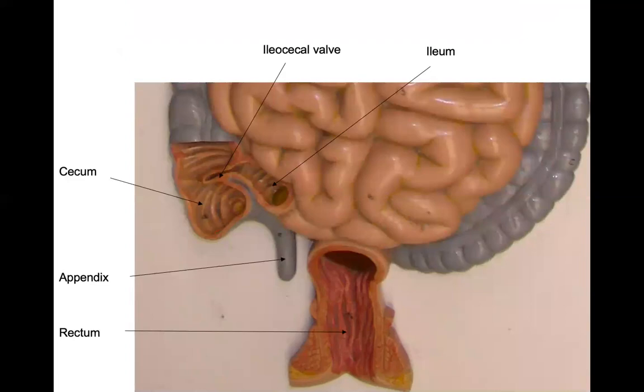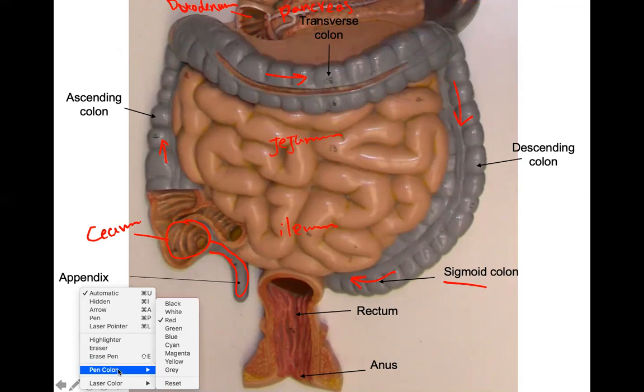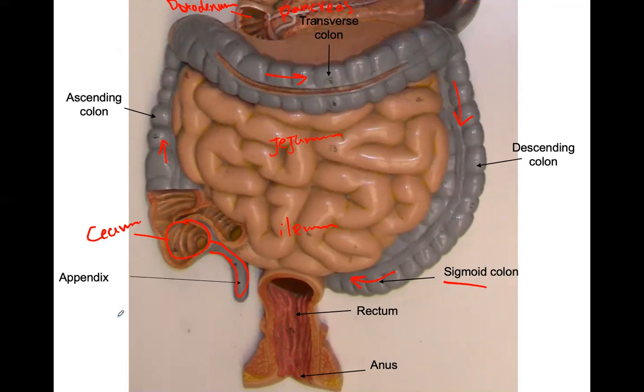And one last thing I want to mention is the area where the ileum merges with the cecum. There is another valve right here, or another sphincter as you want to say. This sphincter is called the ileocecal valve.